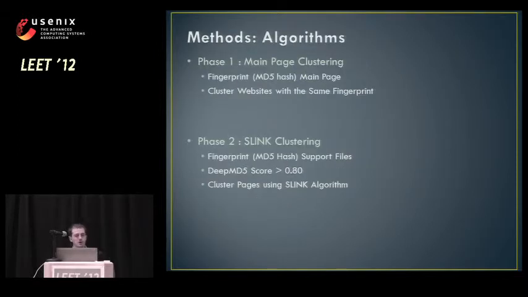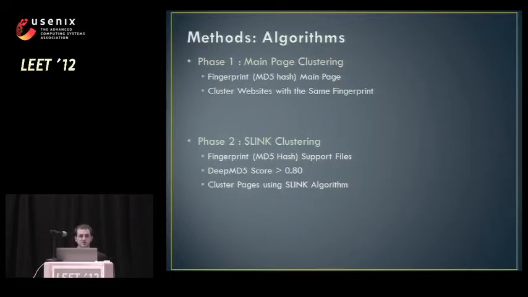General overview of the algorithms we used. We had a two-phased approach. Phase 1 was a main page clustering where we'd hash the main index page of the site we were directed to. We would then group these sites based on sites that had the same hash. This was essentially to try to eliminate duplicates. We wanted to reduce the number of sites that would go into this more expensive phase 2 clustering.